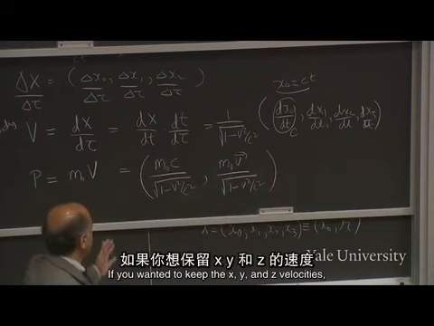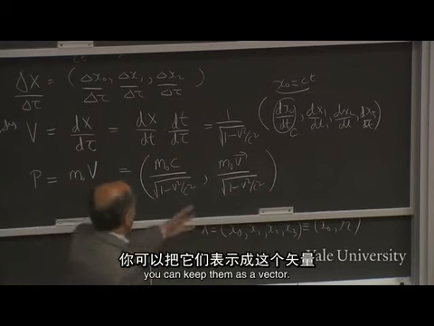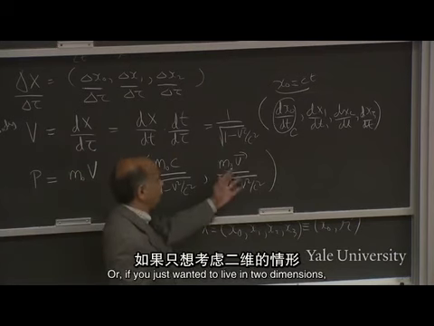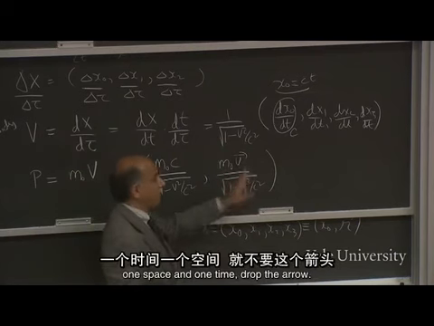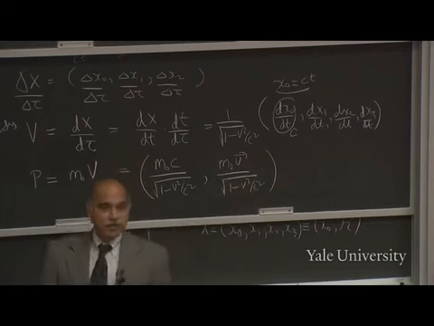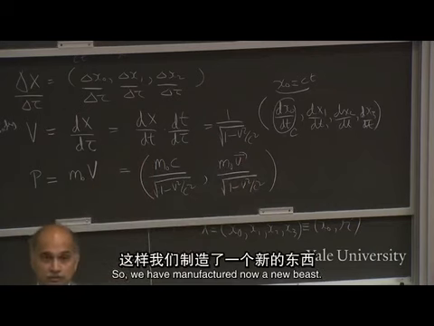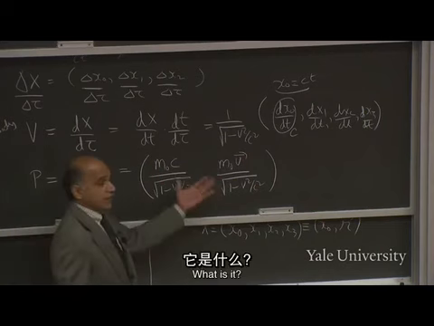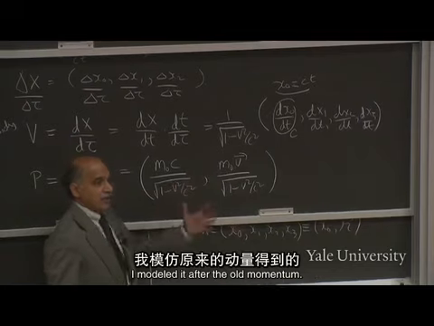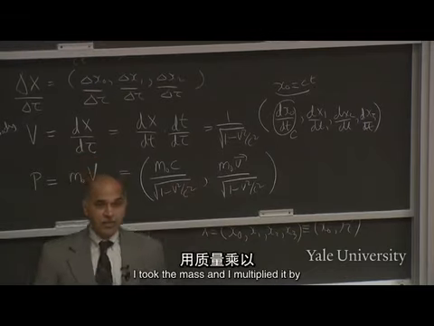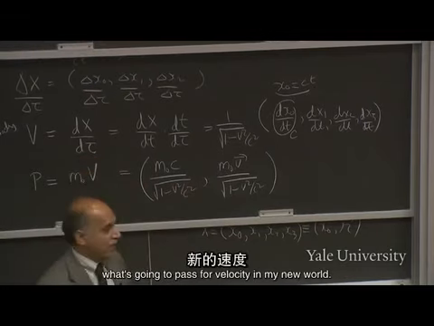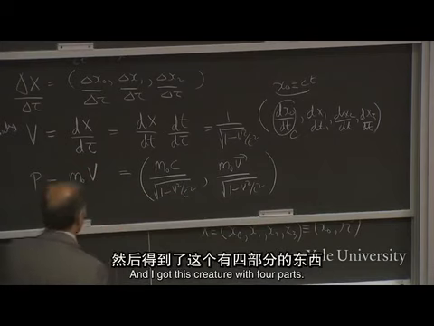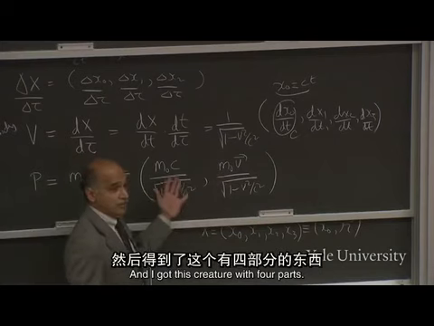If you wanted to keep the x, y, and z velocities, you can keep them as a vector, or if you just want to live in two dimensions, one space and one time, drop the arrow. So we have manufactured now a new beast. It's got 4 components. What is it? I modeled it after the old momentum. I took the mass and I multiplied by what is going to pass for velocity in my new world, and I got this creature with 4 parts.